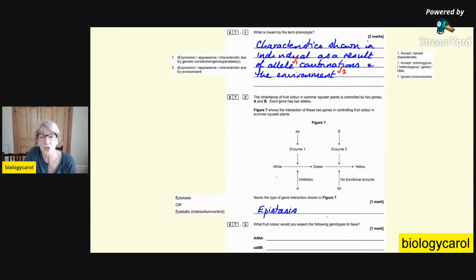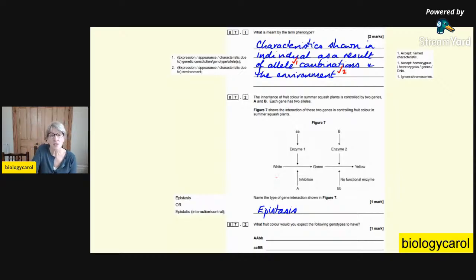What fruit color would you expect the following genotypes to have? So big A, little b, little b. Well, big A, it's not going to turn green. And if it doesn't turn green, it cannot turn yellow. Notice that this is a sequential pathway. It isn't going white to green or white to yellow. You can't jump from white to yellow. You've got to go via green. So if you can't get to green, you ain't getting to yellow.